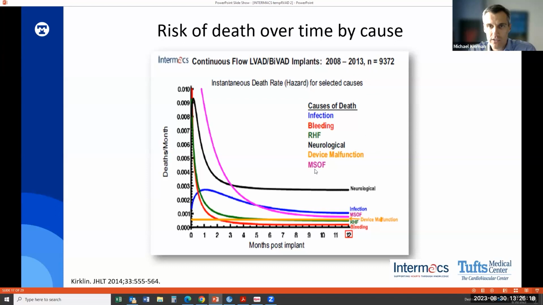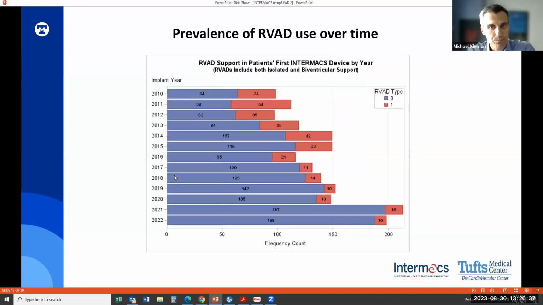So it's listed as multi-system organ failure, but I would argue that probably the majority of early deaths and even bleeding-related complications are often related to early right heart failure, although it can be chicken or the egg. Bleeding and transfusion can also precipitate right ventricular decompensation.